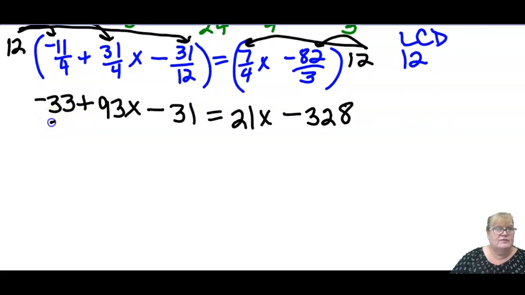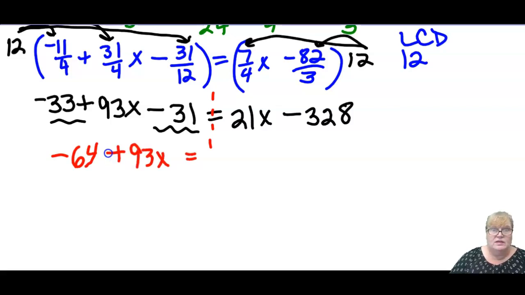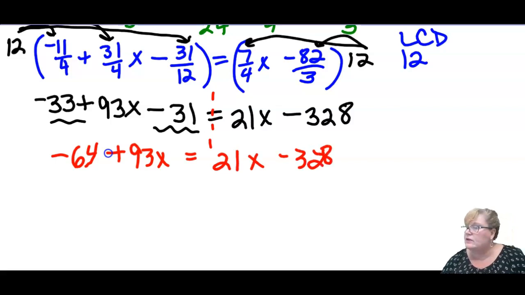All right, on this side, if I combine these, I'm not doing the opposite, guys. They're on the same side of the equal sign here. So I'm just combining them. I get negative 64 plus 93x equals 21x minus 328. Make sure I haven't made any mistakes.